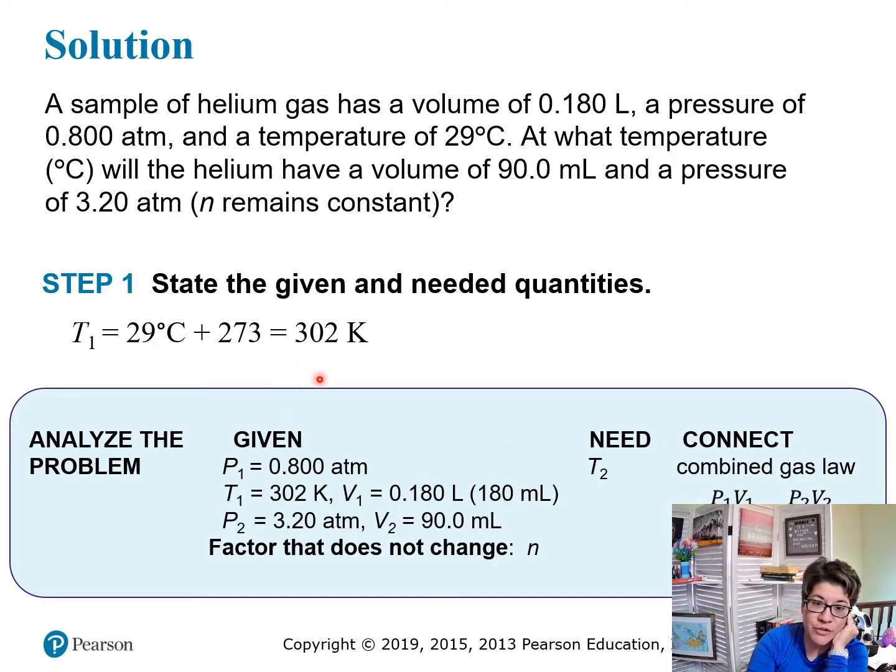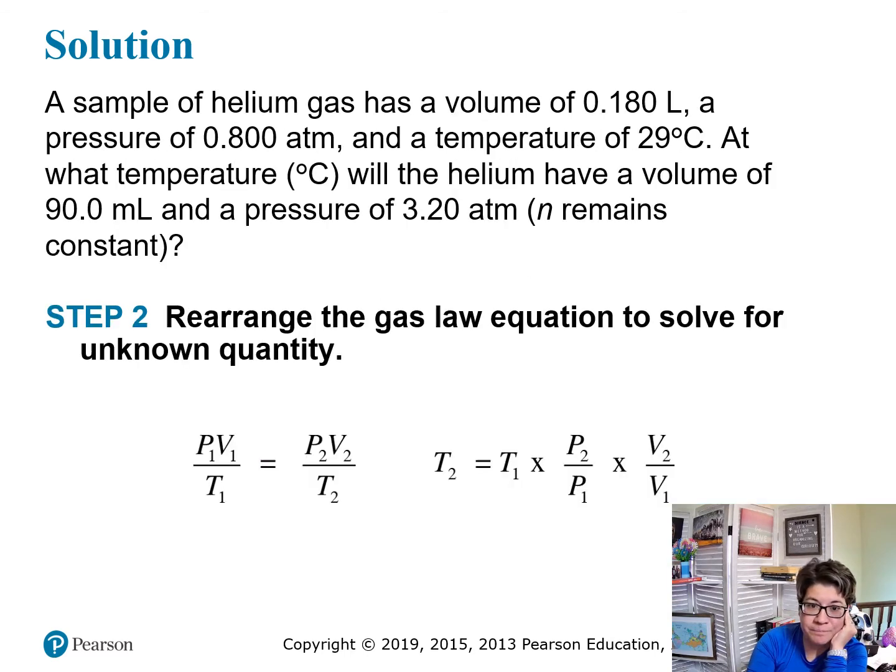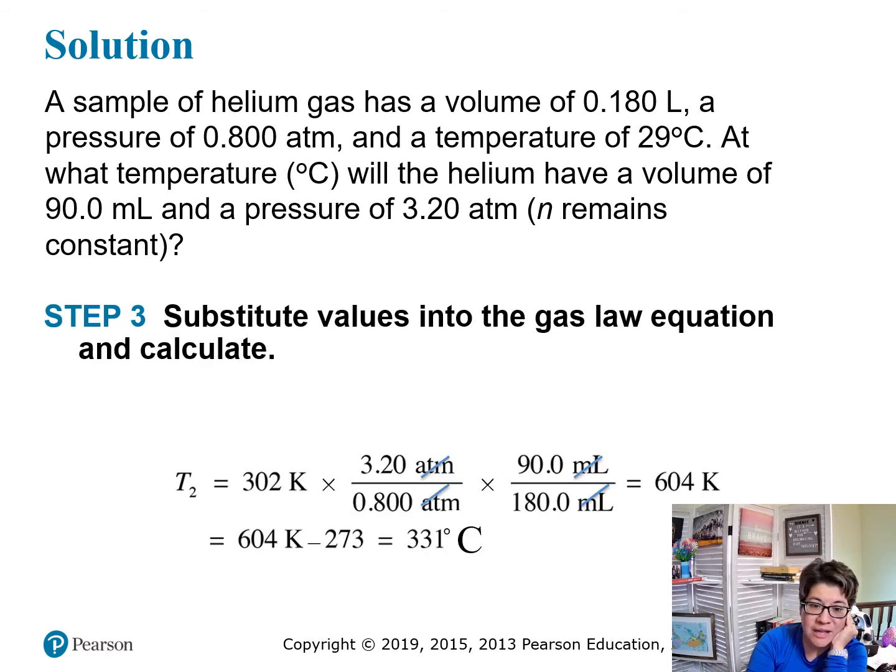All right, so first you got your temperature change, and then it looks like they changed it to milliliters, but if you changed it to liters, that's okay too. And then you need to find T2. So we solve for T2 with our combined gas law. So there it is. And then you plug your numbers in, and your answer is 604 K. And then when you change it to Celsius, it's 331 degrees Celsius.